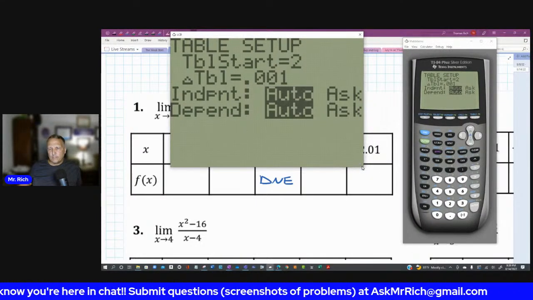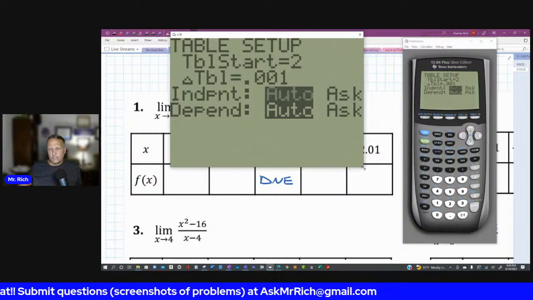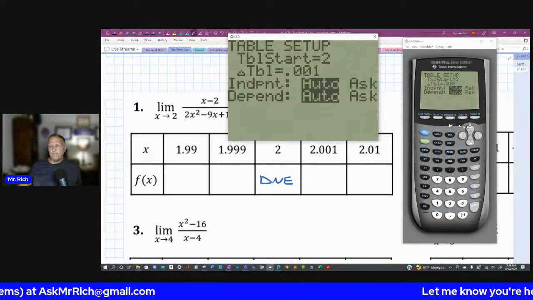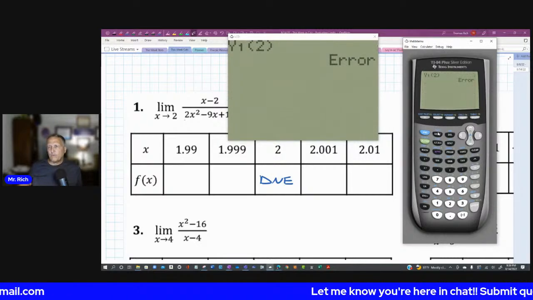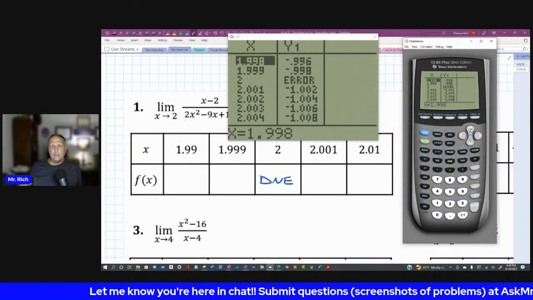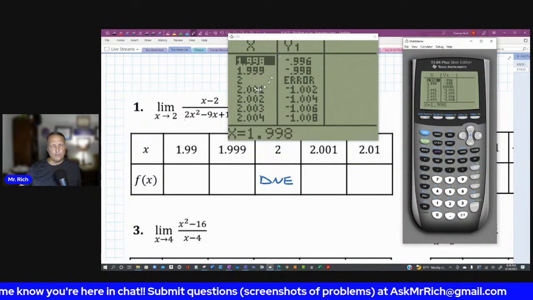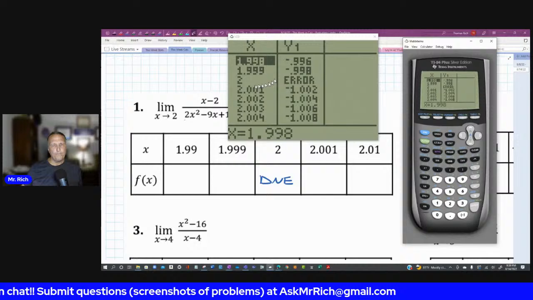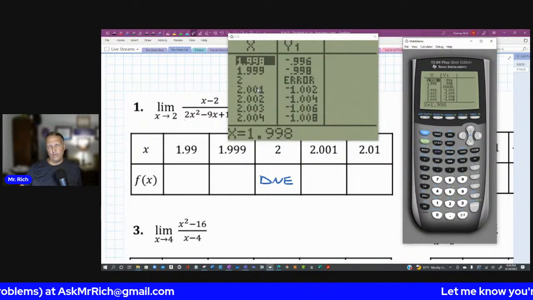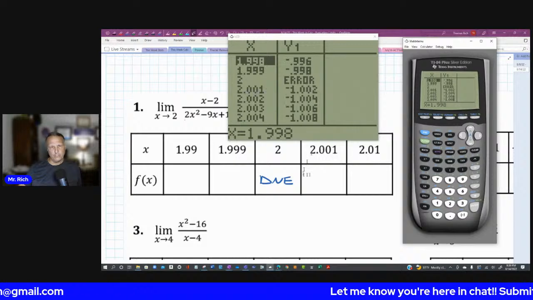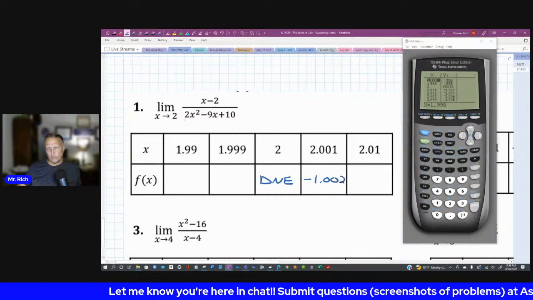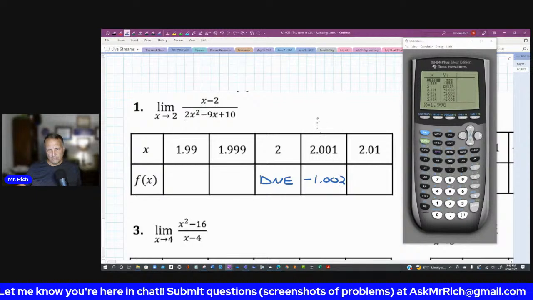And maybe I'll shrink this down just a tad so we can get a little bit better view of what's happening here. There we go. Now, what I'm going to do is go back to the home screen. I am now going to look at my table, and those are my x values on the left. Notice what it did. It started where I told it, x equals 2, and it went up in increments of only 0.001. So you can see that when x takes on a value of 2.001, my y value is negative 1.002. So that's my ordered pair.